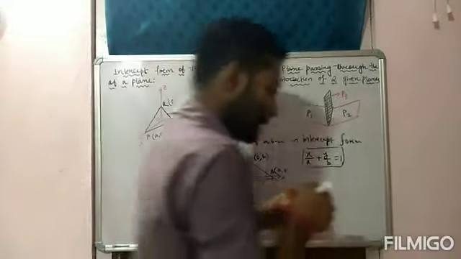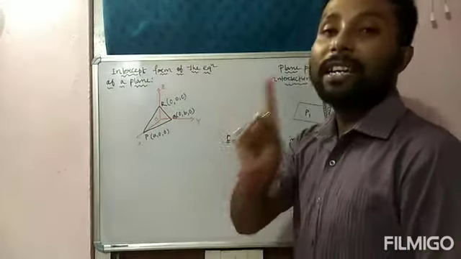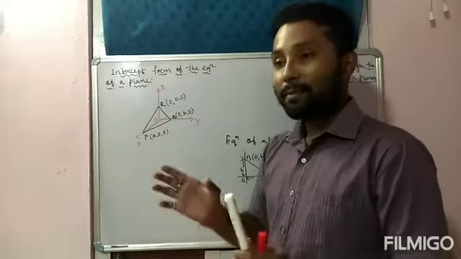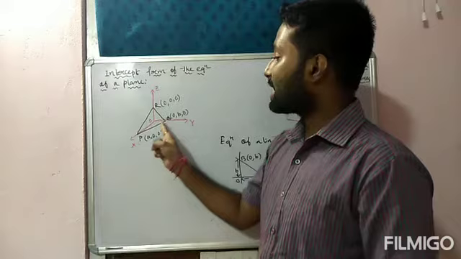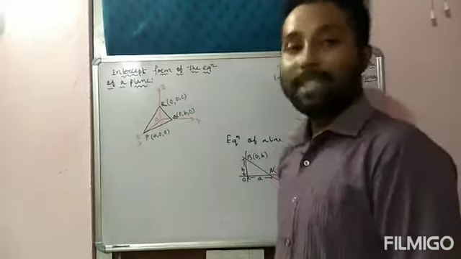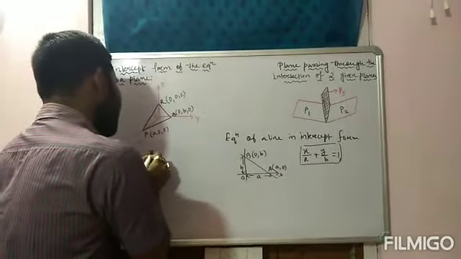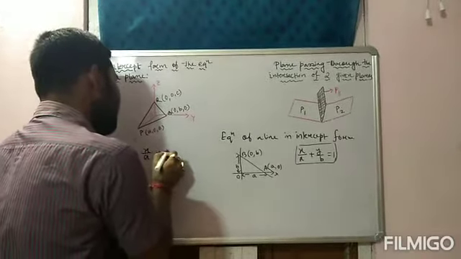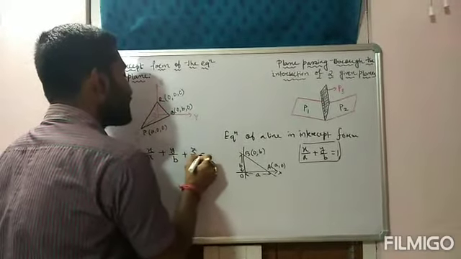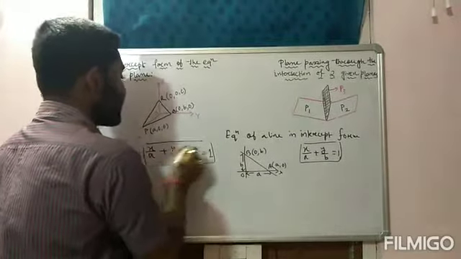Again, suppose there is a plane PQR in space having intercepts a on the x-axis, b on the y-axis and c on the z-axis. Intercept means length only. Then the equation of the plane in intercept form is x/a + y/b + z/c = 1. This is the equation of a plane in intercept form.